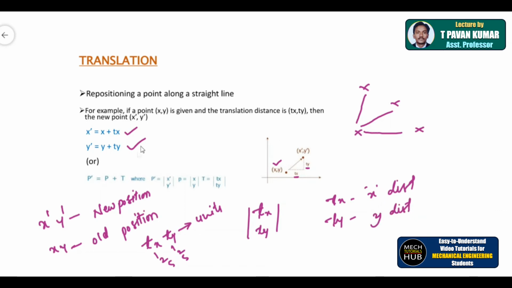Accordingly you can easily calculate, and the same equations 1 and 2 can be written in this standard format. P prime is equal to p plus t. P prime is nothing but x prime y prime, and p is nothing but xy, and t is nothing but tx ty simply. Okay, and the same equation can also be written in vector form. This is the matrix of p prime, p and t. If you can remember this equation, you can explain the same when the same question comes in the theory part, and if you can remember it, you can easily solve the problems also. Okay, this is all about simple translation.